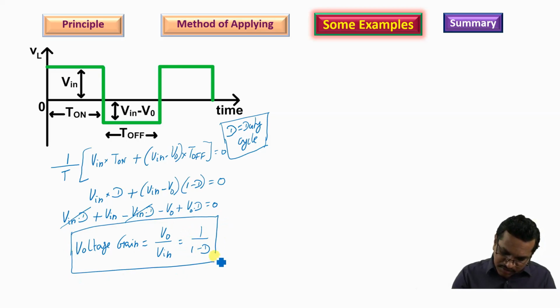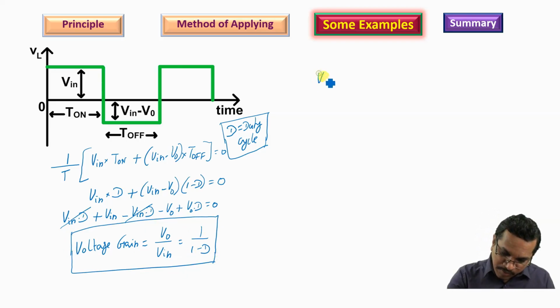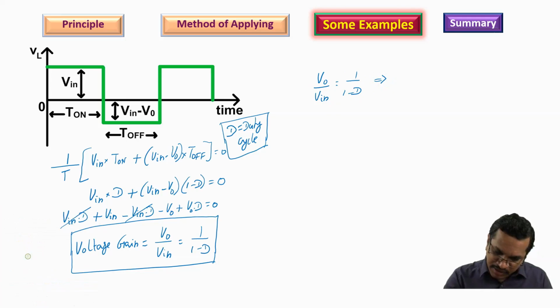This expression is again a well known one. V naught by V in equal to 1 by 1 minus D represents a classical boost converter. This corresponds to the voltage gain of a classical boost converter. I will write this. Boost converter.